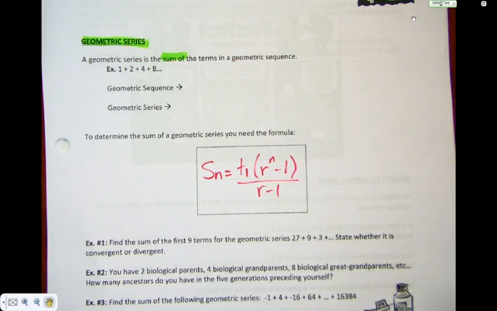Okay, so again, we'll start with a straight up example, just an easy one, and then we'll go into some word problems and some harder examples. Geometric series is your title.